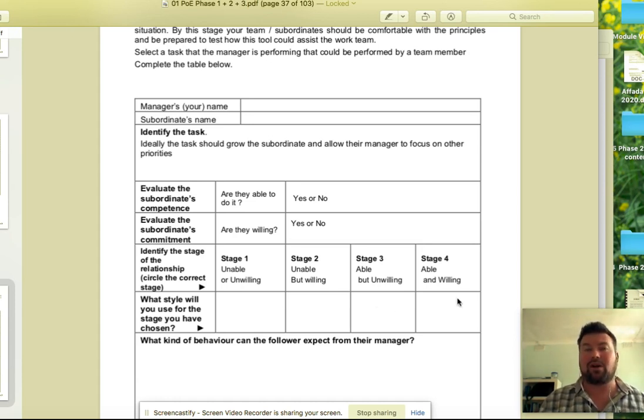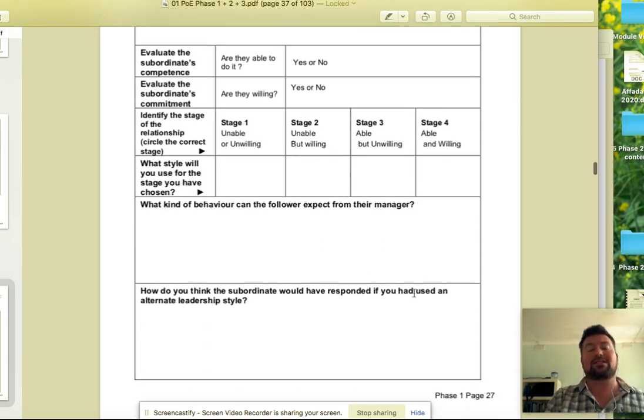And then able and willing. Now, if they're able to do something and willing to do it, don't get too involved. Let go of the reins. Have a free rein or a laissez-faire style. Then, based on the style that you have approached, tell me what behavior they can expect from their manager. Right, so if you do a laissez-faire, well, they expect you to let go and let them have full control over that task. If you're autocratic, well, they expect clear instructions about how you expect them to do that specific task.